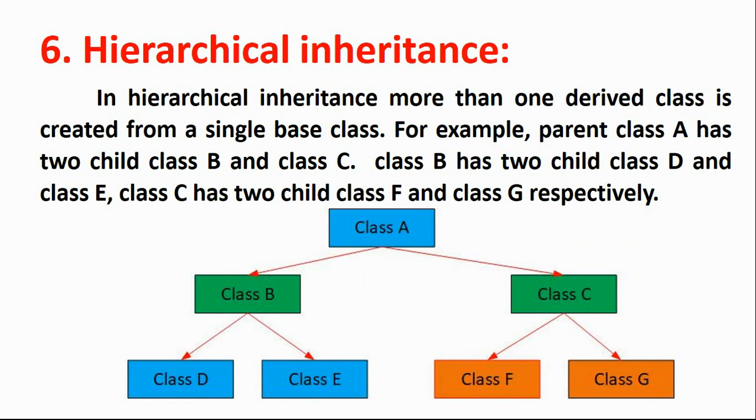6. Hierarchical inheritance. In hierarchical inheritance, more than one derived class is created from a single base class. For example, parent class A has two child classes B and C. Class B has two child classes D and E. Class C has two child classes F and G respectively.